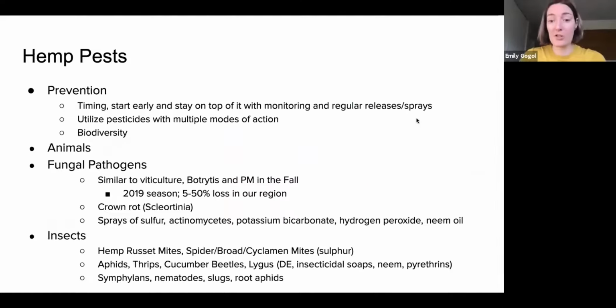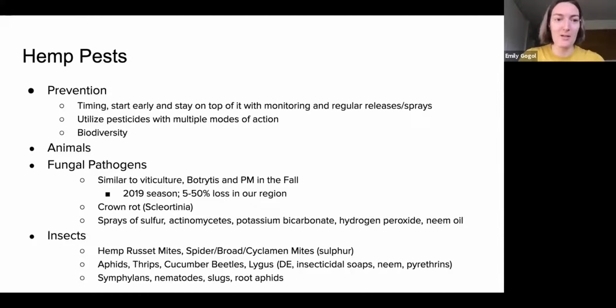So the main thing is prevention. Timing: start early and stay on top of it with monitoring and regular releases or sprays. Use pesticides with multiple modes of action if possible. When you're doing acreage, you don't want to be out there spraying 10 different things that can't be tank mixed and have to go on separately. It just gets expensive. And then think about biodiversity. What are the challenges in your area? Are there any other people growing hemp nearby? Do you have any perennial cover for beneficials and birds nearby? Or do you have no birds on your property and you want to get them on your property so they can start eating pests?